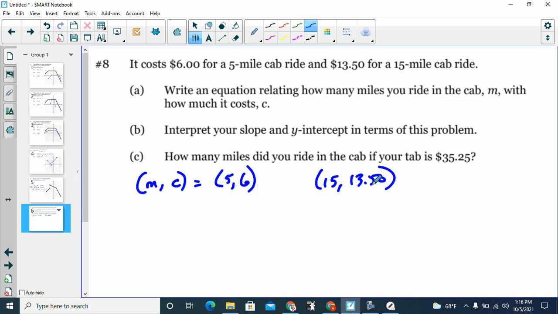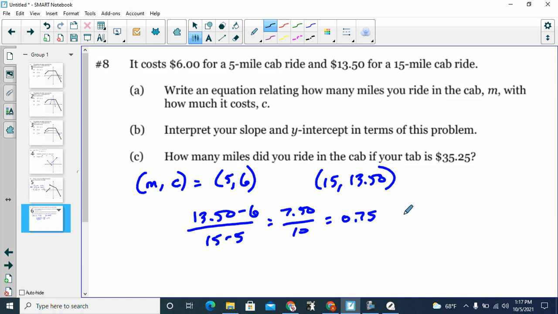So slope is y2 minus y1 over x2 minus x1. I get a slope of 0.75. Then use point slope form. We use the point with the smaller values. Y minus y1 equals slope times x minus x1.